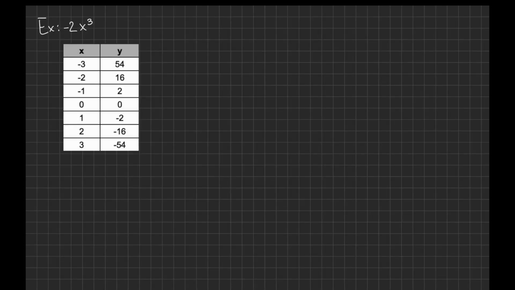We'll do our first example here with the function of negative 2x to the power of 3. So to do the finite differences, we're going to look at each one here, and we're going to find the difference in between the terms. So right here, that's negative 38, so 16 minus 54, and then this 2 minus 16 is negative 14, 0 minus 2 is negative 2, and then negative 2 minus 0, and then I'll just keep doing this for the rest of them. Just like that.